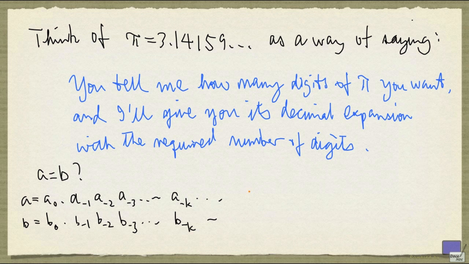How do we know if these two numbers are equal? There are infinitely many digits. It is very tempting to say that a equals b if and only if a_k is equal to b_k for all k. It is a very reasonable definition for equality, because if two numbers have the same digits, they must be equal. But here is where things get interesting.